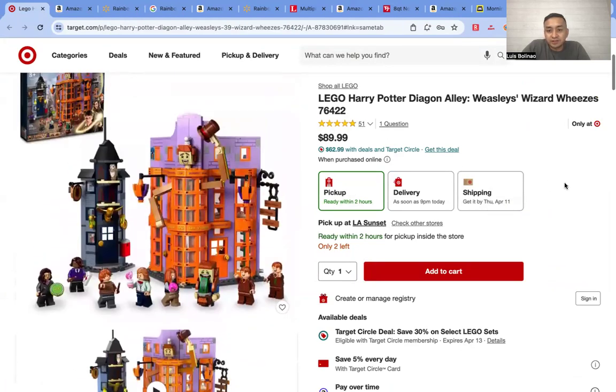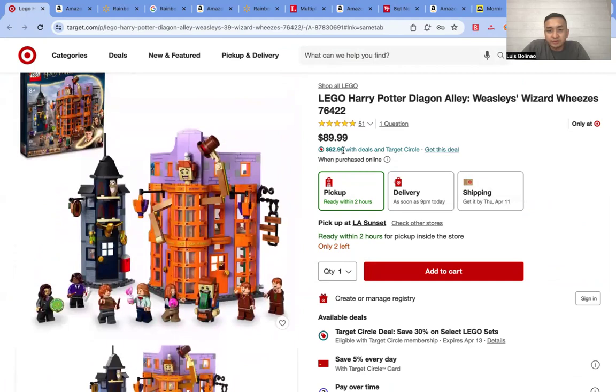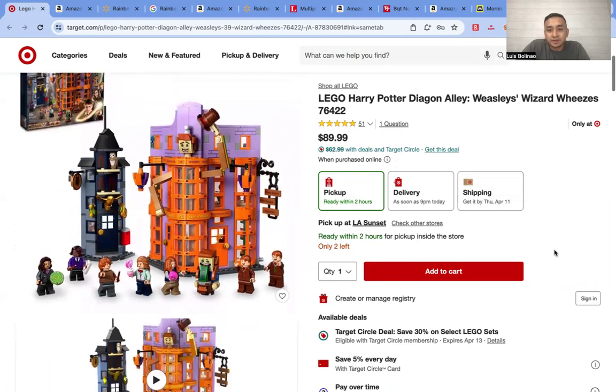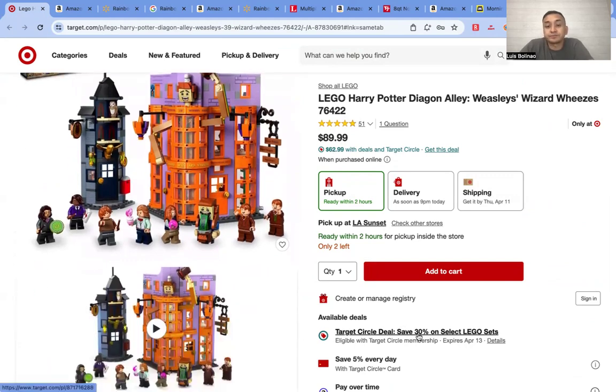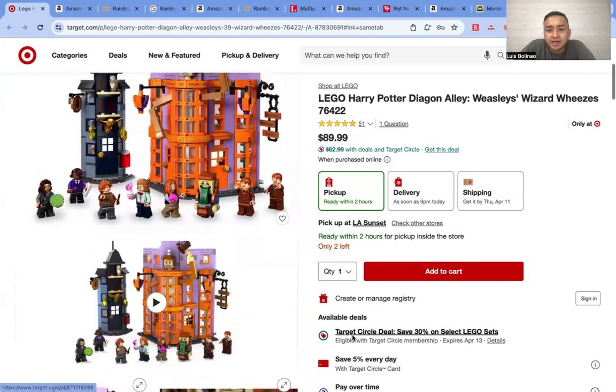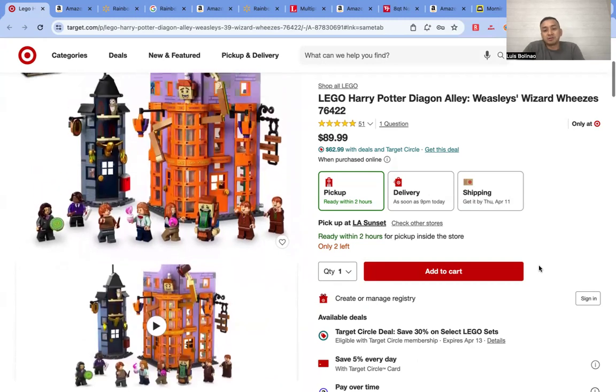But then there are sales happening here too. So $62.99 with deals and Target Circle. Okay. So with the Target Circle deal, it's giving you an additional 30% off right there. And then what's the other one? Target Circle. And then an extra 5% too if you get the Target card. So I will just plug this in.